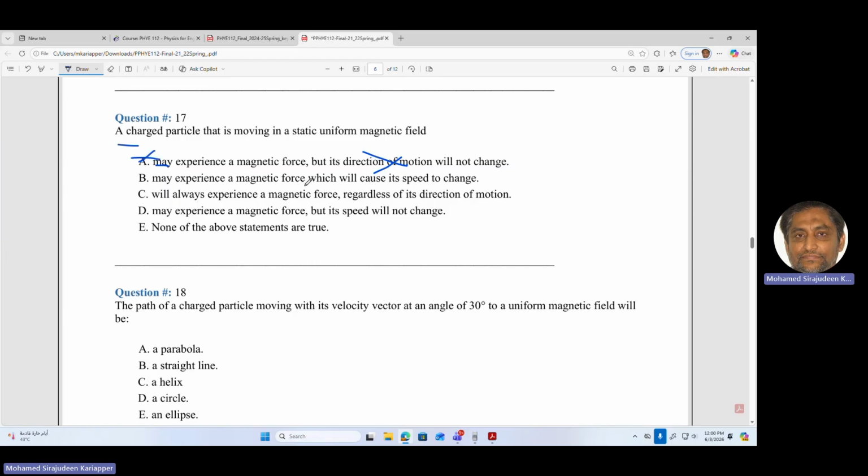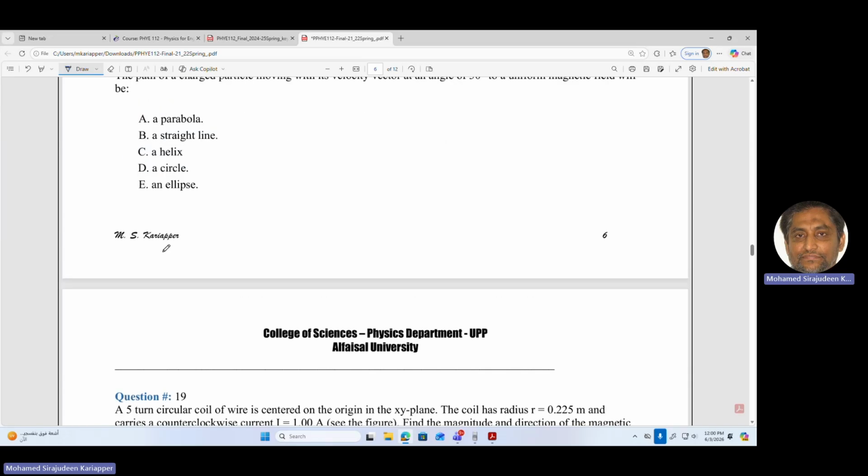May experience magnetic force, which will cause its speed to change. Speed never changes. Magnetic force cannot change the speed. It will only change the direction. So he's wrong. Will always experience a magnetic force? No. Sometimes it will not, if it is moving parallel or anti-parallel. D. May experience magnetic force, but speed, that is correct. This is wrong. Okay. Question number 18.